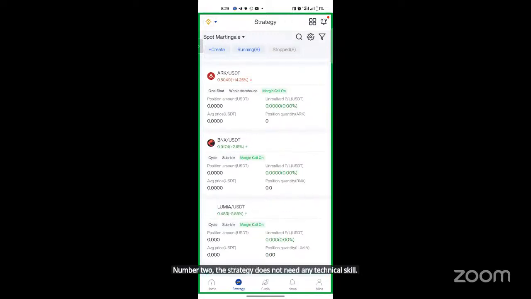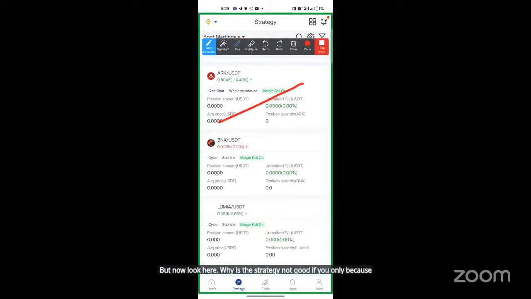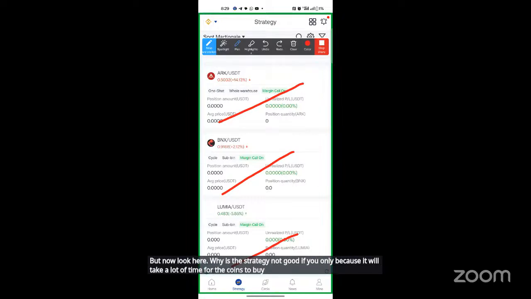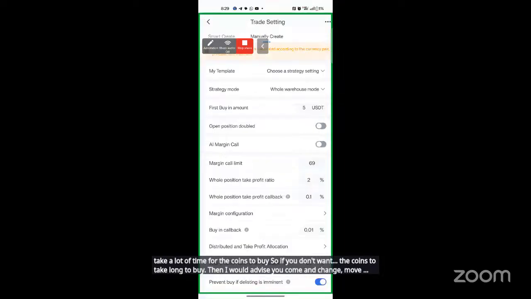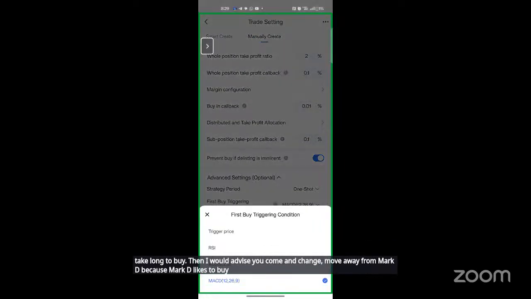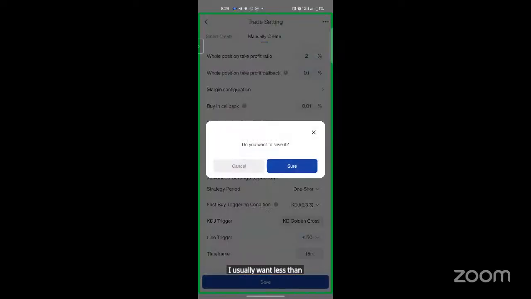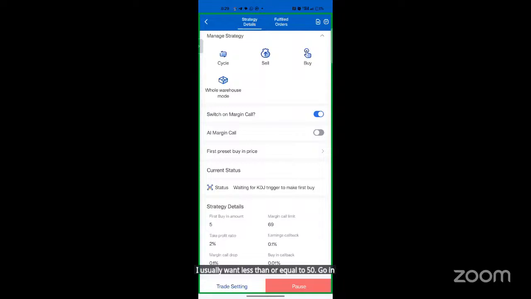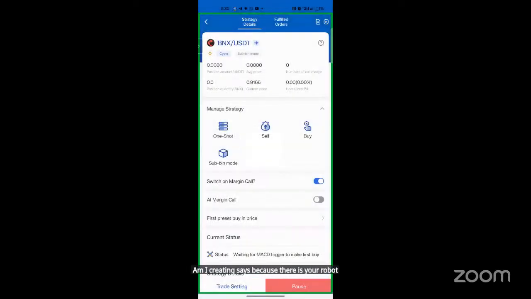But now look here. Why is the strategy not good? Because it will take a lot of time for the coins to buy. So if you don't want the coins to take long to buy, then I would advise you to change. Move away from MACD because MACD delays to buy. Change it to KDJ or RSI. I usually want less than or equal to 50. Go in for KDJ or RSI. Am I creating sense? Because there, your robot will always buy faster.